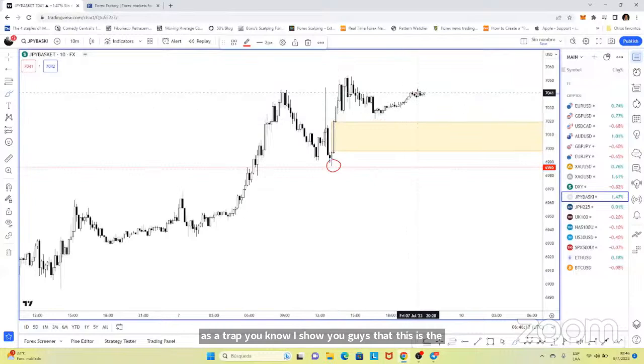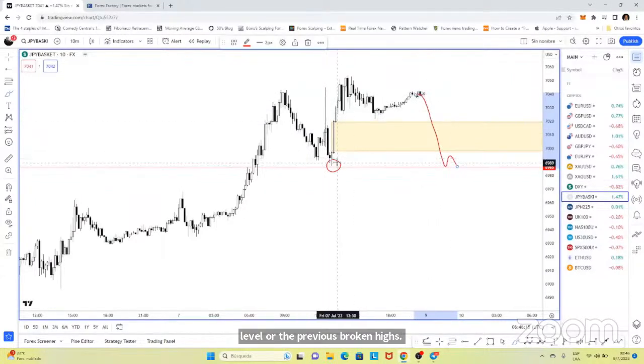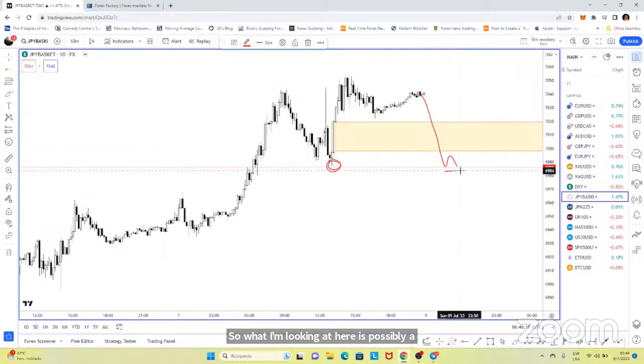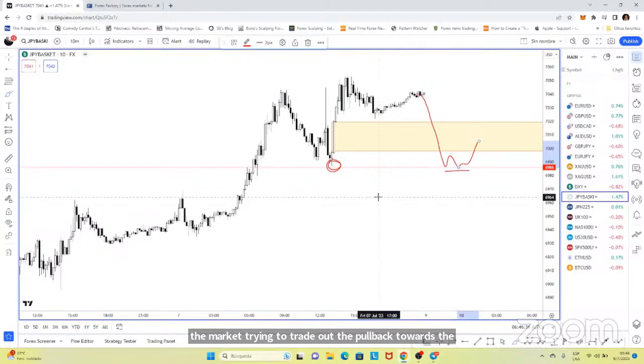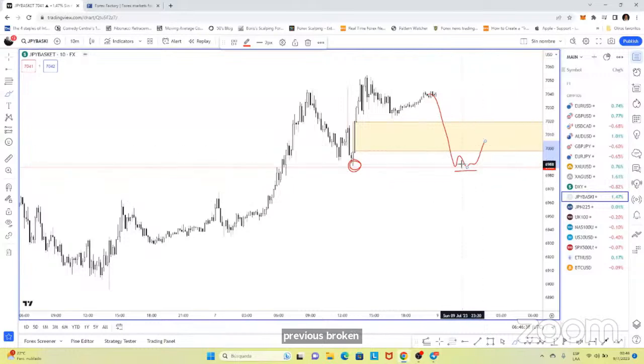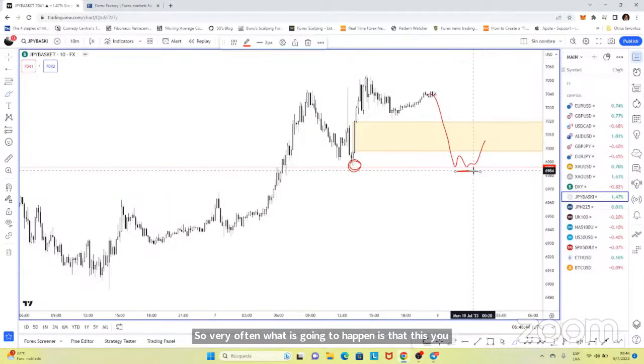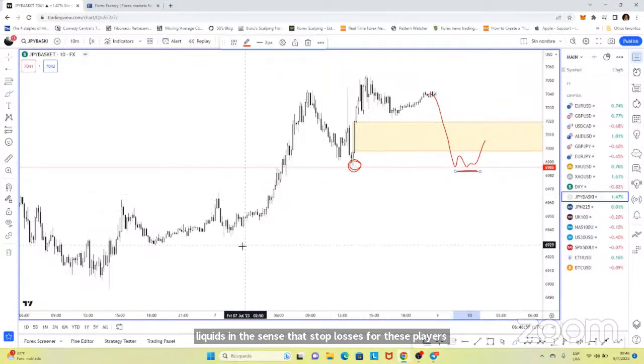So what I'm looking at here is possibly a pullback towards this level, price taking out these lows, creating a new lower low, right? And a possible move higher. This is the trap, right? That I always look for, right? Weak players in the market trying to trade the pullback towards the previous broken high. So very often, what is going to happen is that this new low will create a ton of liquidity in the sense that stop losses for these players are going to be placed very close to their entry. Why? Because there is no structured low to place their stop losses.